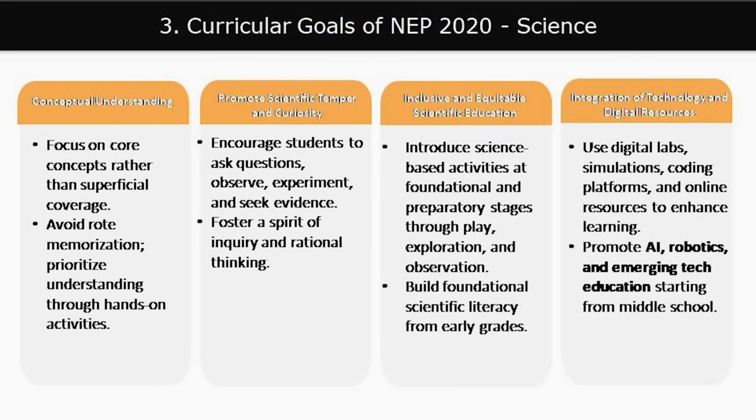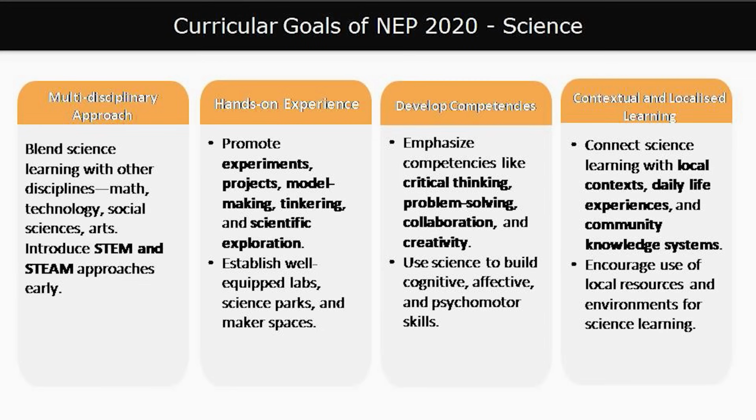What are the curricular goals of NEP 2020, especially for science? We already know the main themes or main goals of the science curriculum is conceptual understanding. Not only conceptual understanding, it has to promote scientific temper and curiosity. It must include inclusive and equitable science education. It has to integrate technology with digital resources, and it must be a multidisciplinary approach.